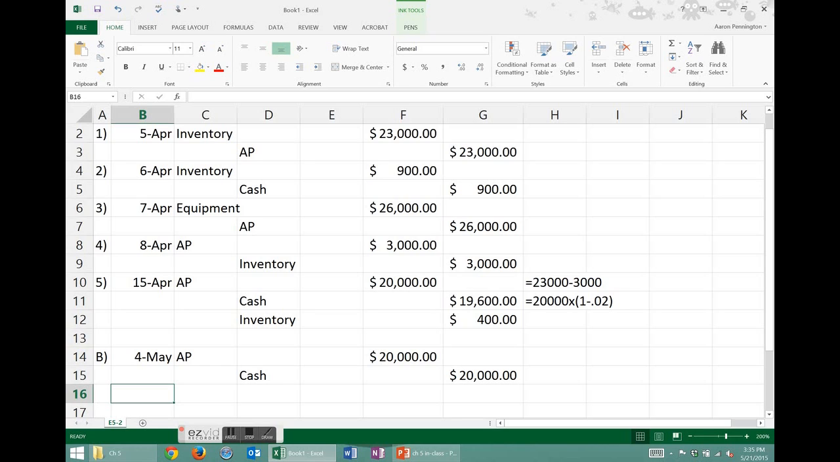So that is a quick level of exposure to our buyer, the transactions for the buying of inventory. Very soon we'll look at the mirror image, or the other side of the entry, from the seller's perspective. All right.